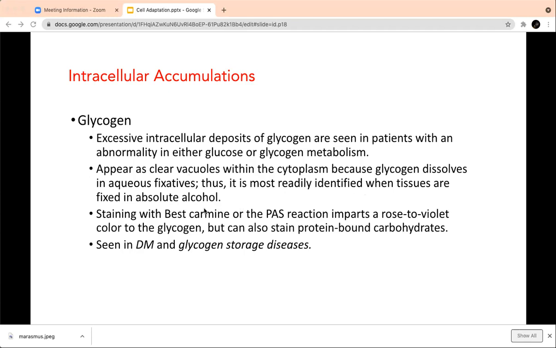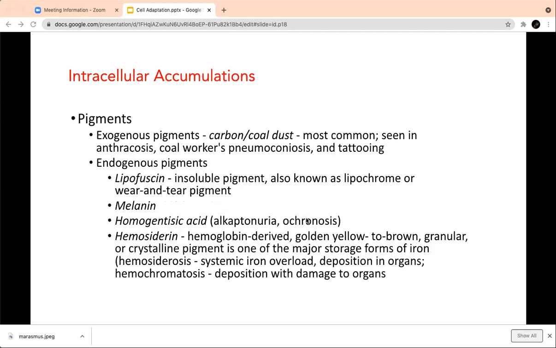And aside from that, it should be stained best with your Best carmine or your PAS reaction or periodic acid Schiff stain, which imparts a rose to violet color to the glycogen. Although pwede din sila mag-stain sa ibang protein-bound carbohydrates.